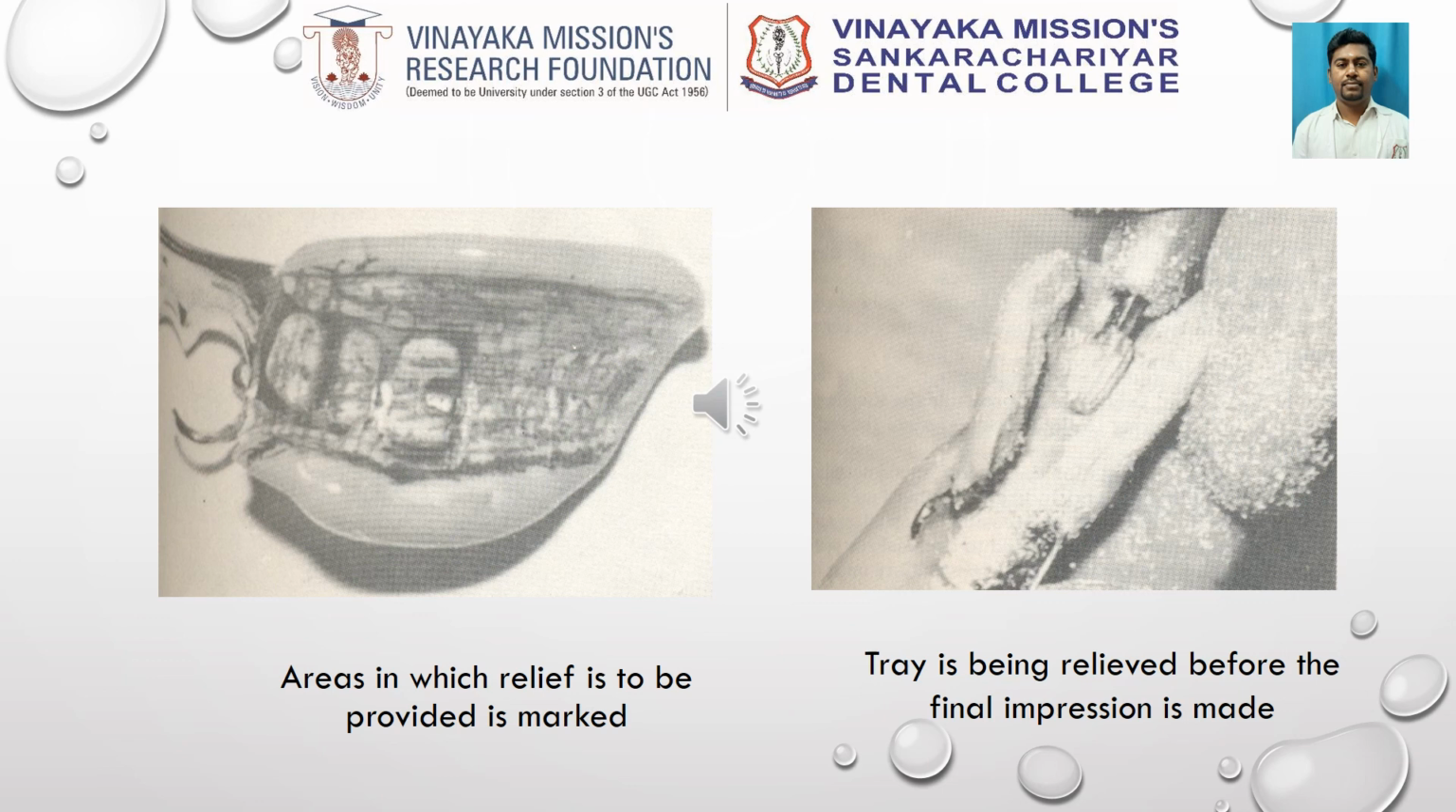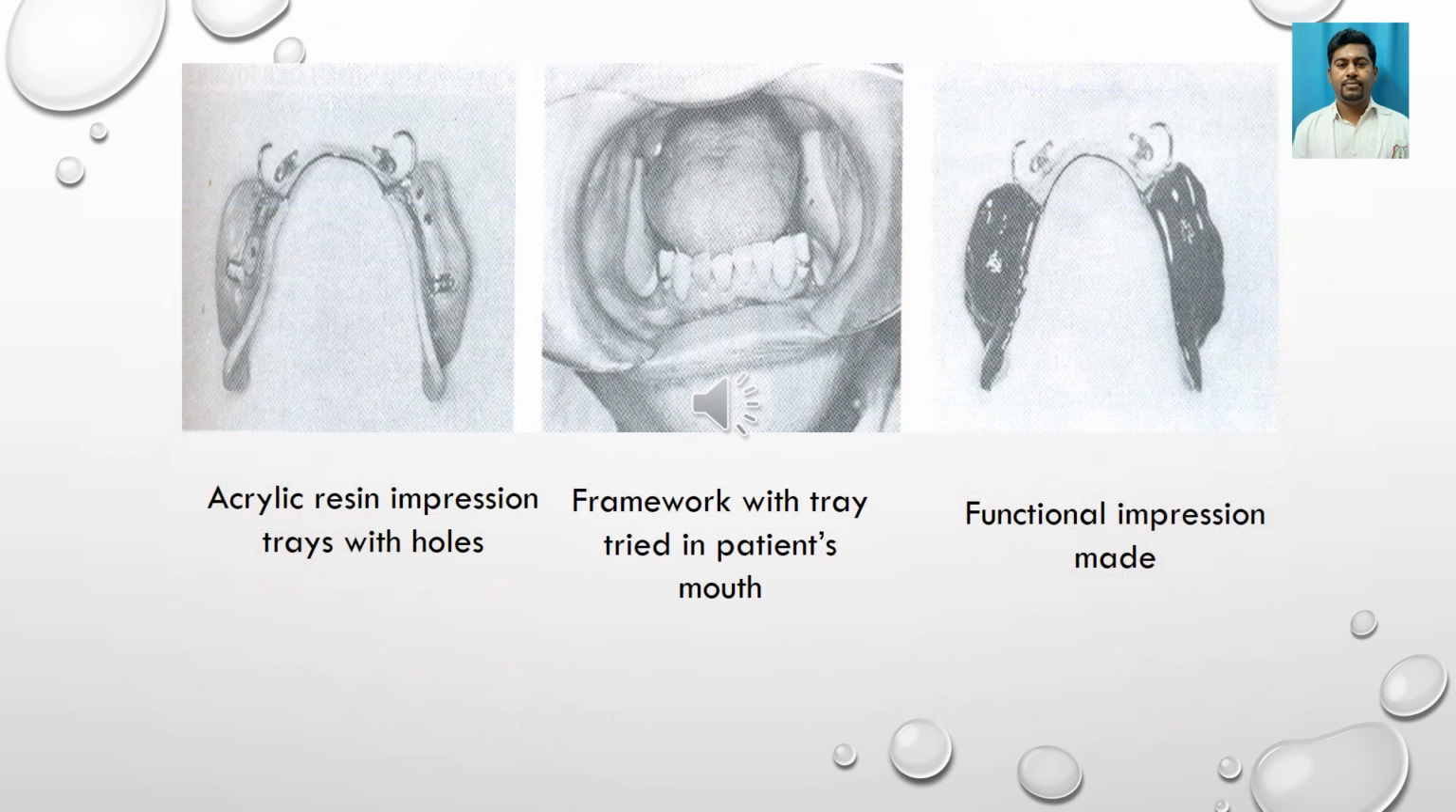The areas in which the relief is to be provided are also marked on the intaglio surface, and with the help of a tungsten carbide burr, the relief is given so as to facilitate the material. The framework with the acrylic resin tray is tried in the patient's mouth. Following that, a border molding procedure takes place. The border molding procedure is completed and a functional impression is taken. Border molding is usually done with the help of green stick compound, and your functional impression is taken either with the fluid wax or with the light body material.